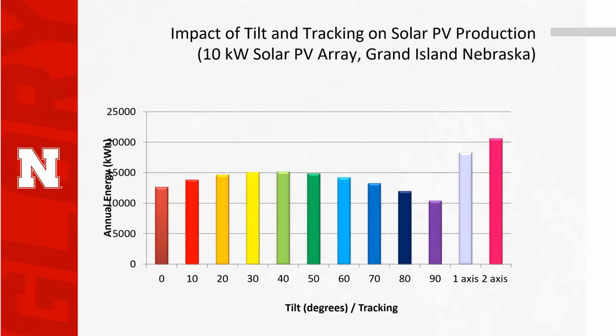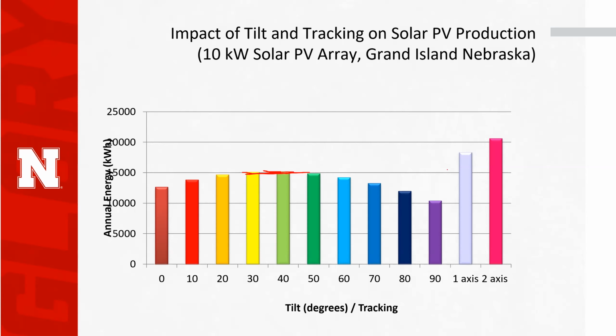Here's another way to look at it. This is just altering the tilt angle and not the azimuth. So these are all facing due south, where again, in Nebraska, that 38 degrees is optimum, but somewhere between 25 and 45, it's pretty flat before it starts falling off.